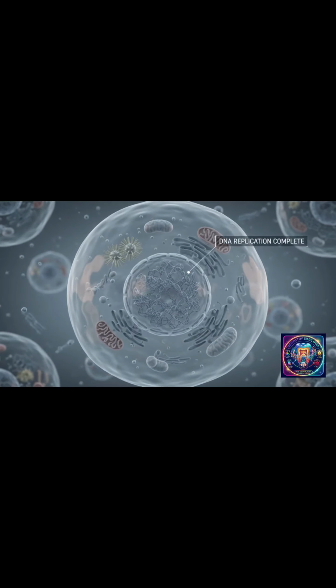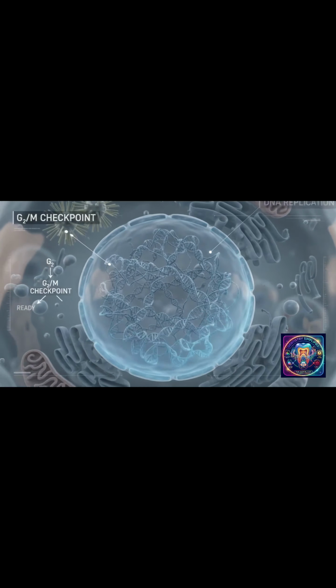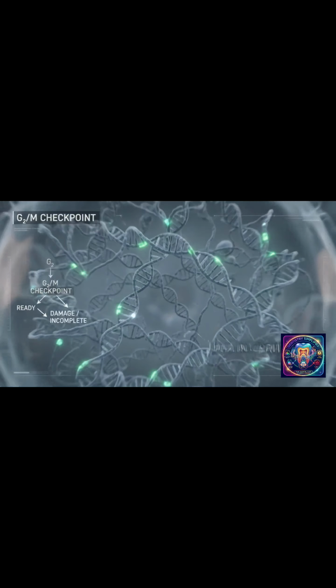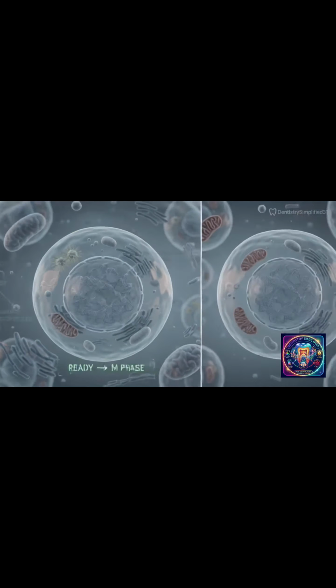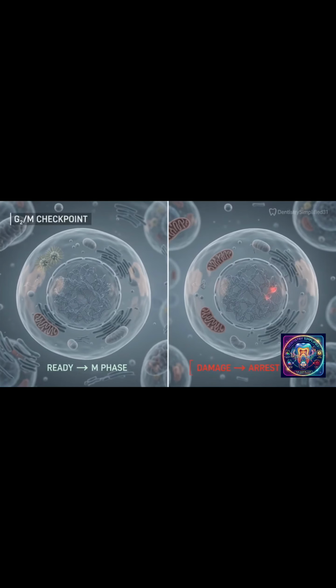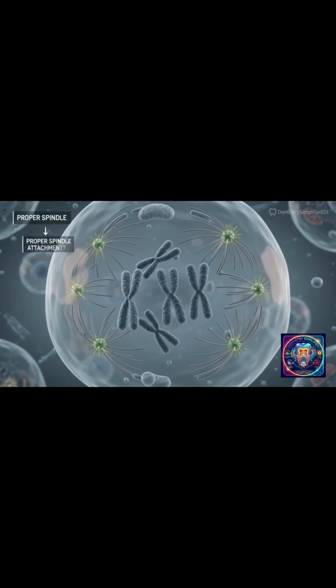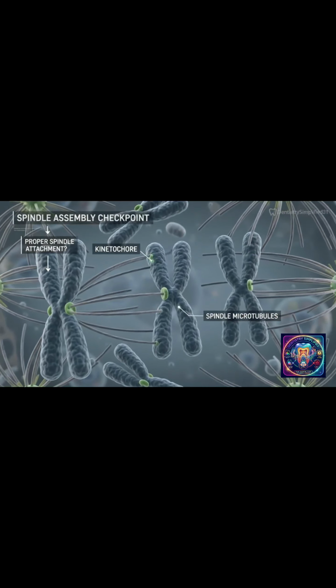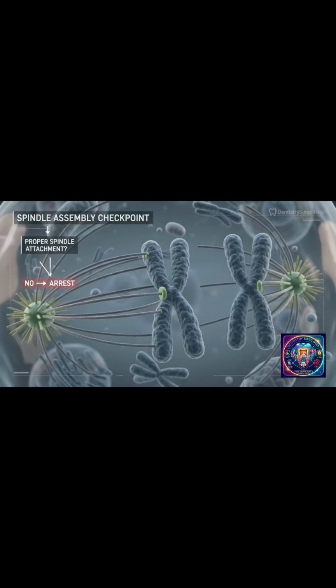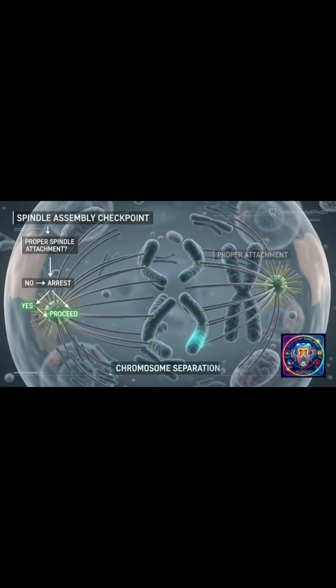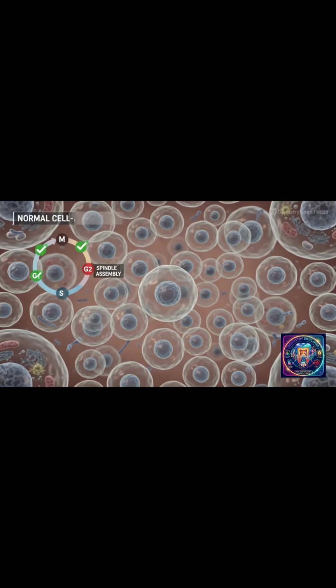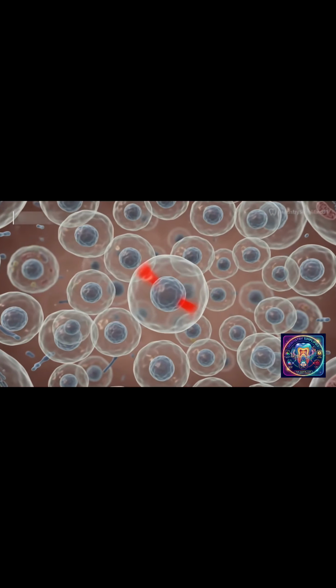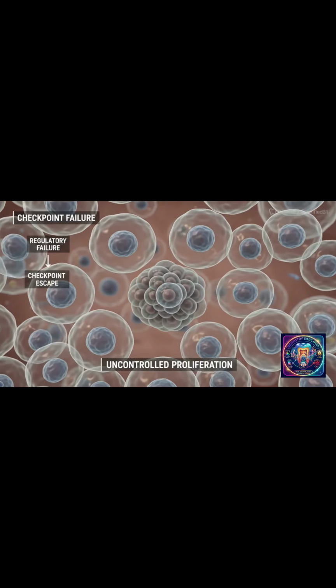At the G2/M checkpoint, the cell verifies that DNA replication is complete and that the DNA is sufficiently intact before entering M phase. The spindle assembly checkpoint ensures chromosomes are properly attached to spindle microtubules before chromosome separation begins. If cell cycle control is disrupted, damaged cells may continue proliferating.